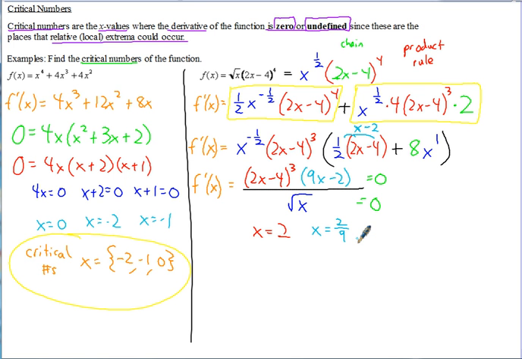2/9. And here, if we set the square root of x equal to 0, again, what matters is what's inside there. If that x is 0, the square root of that is going to be 0. That would just give you x equals 0. So those would be our 3 critical numbers here, the 3 places where we might have a local or relative minimum or maximum: x equals 0, 2/9, and 2.